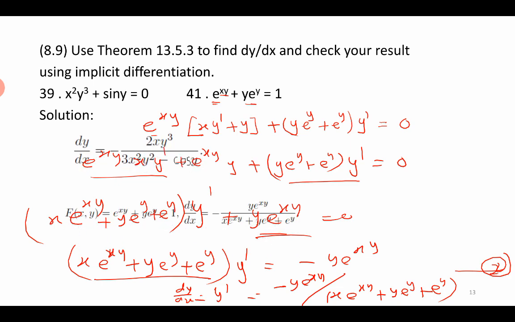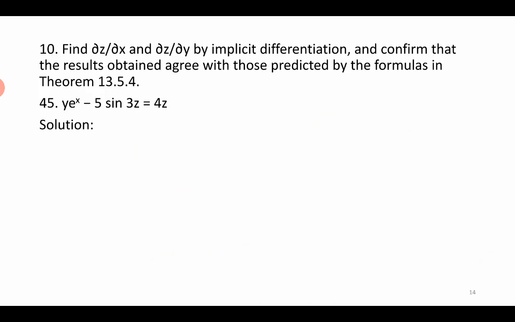What is given in the last problem? Find ∂z/∂x and ∂z/∂y by implicit differentiation, and confirm the results obtained. Okay, no need, just use implicit differentiation, no need to verify this one, right? What is it? Write the function as a function of two variables, and then you can write z as a function of two variables x and y.